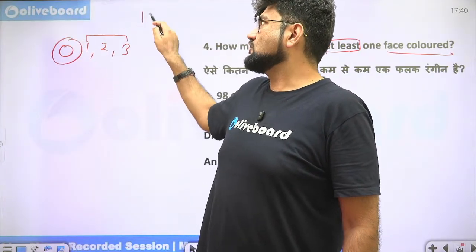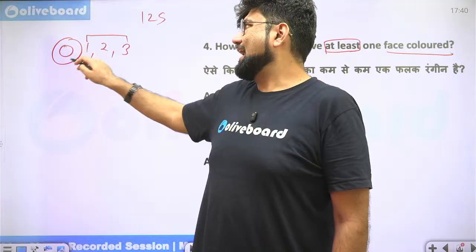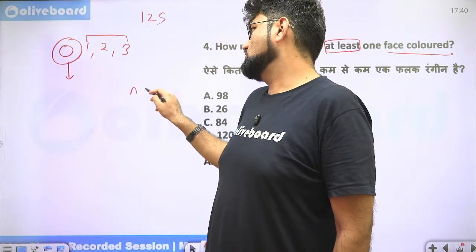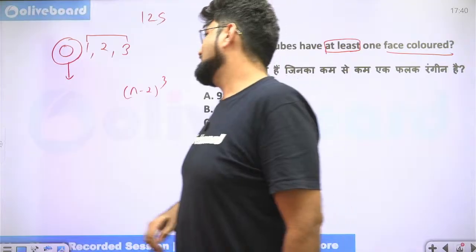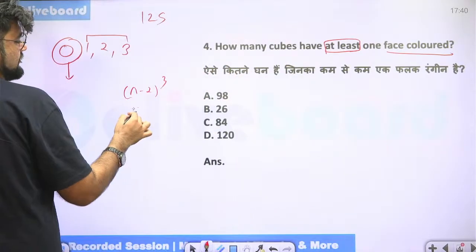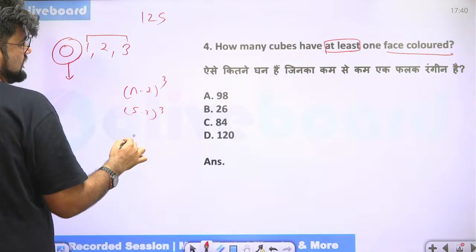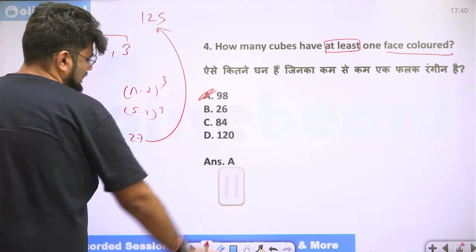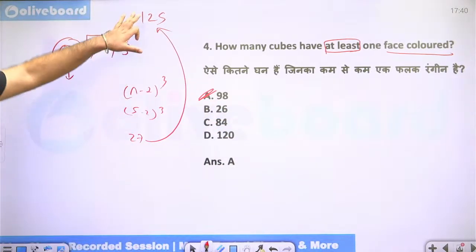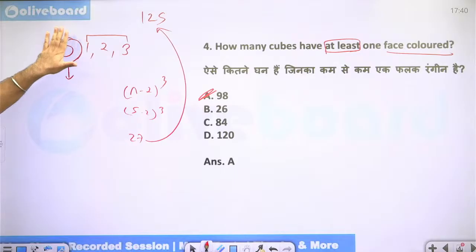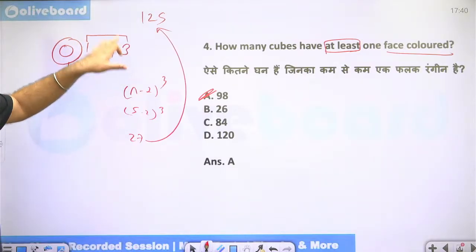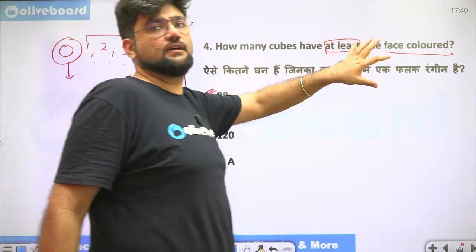I know the total is 125. I can find out how many cubes will have no faces colored. So it is n minus 2 whole cube. Correct? n was 5. So I will say 5 minus 2 whole cube. That is 3 cube, that is 27. I will subtract 27 from 125 and I will end up getting option A, 98. What I have done here is I have just subtracted no faces painted from the total. So I will only be left with the sum total of 1, 2 and 3 faces painted, which is precisely what I had to find out here.